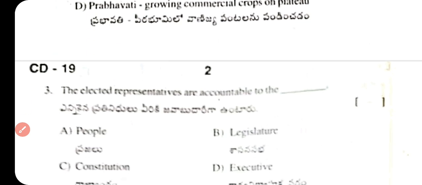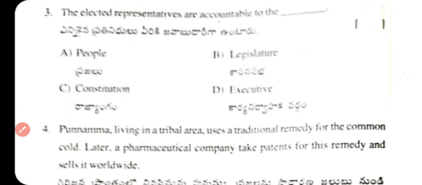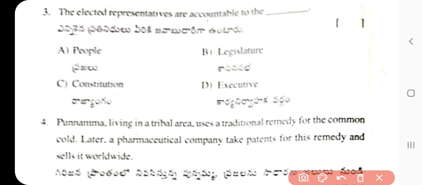Question number 3. The elected representatives are accountable to the... Option A is the right answer, people. In a democracy, elected representatives are chosen by the citizens and must answer to them.